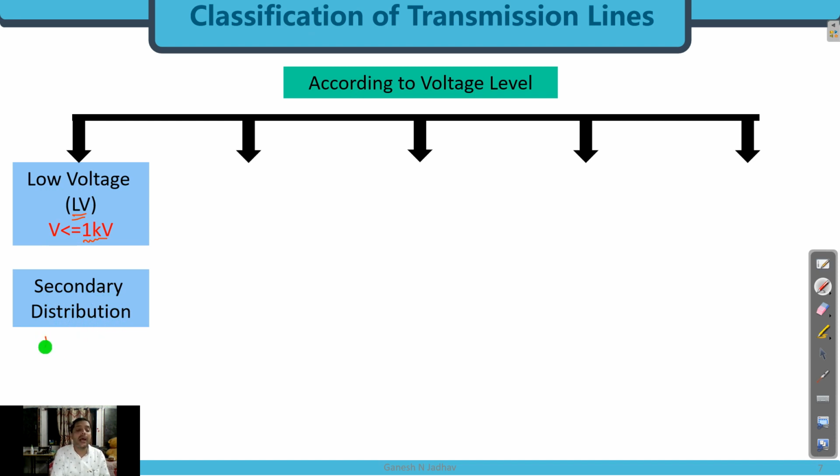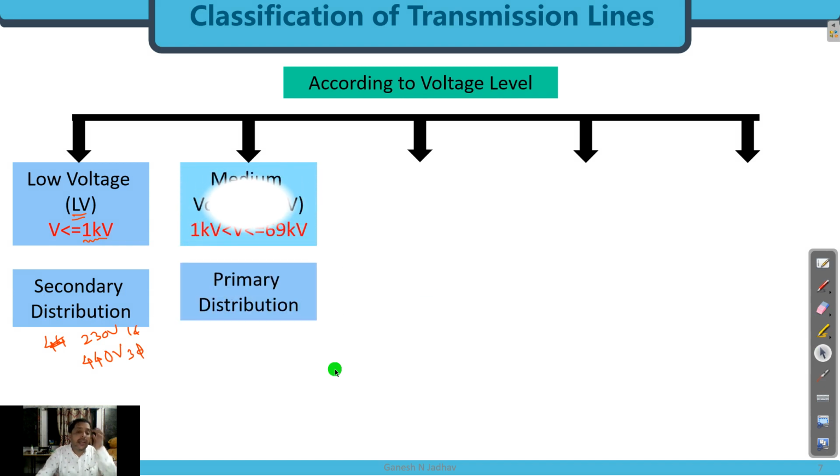We know that in our home we have a supply of 230 volt single phase. This is under the low voltage category. In your premises there may be a 440 volt 3-phase supply. This is also in the category of low voltage supply. So the next level is what?